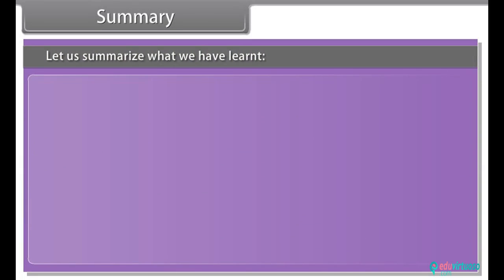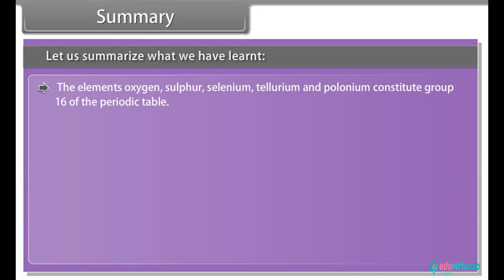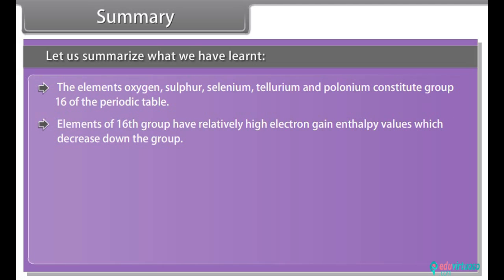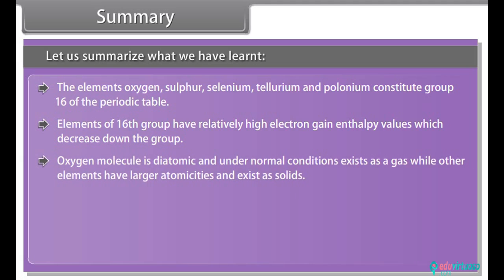Summary. Let us summarize what we have learnt. The elements oxygen, sulfur, selenium, tellurium and polonium constitute group 16 of the periodic table. Elements of 16th group have relatively high electron gain enthalpy values which decrease down the group. Oxygen molecule is diatomic and under normal conditions exists as a gas, while other elements have larger atomicities and exist as solids.